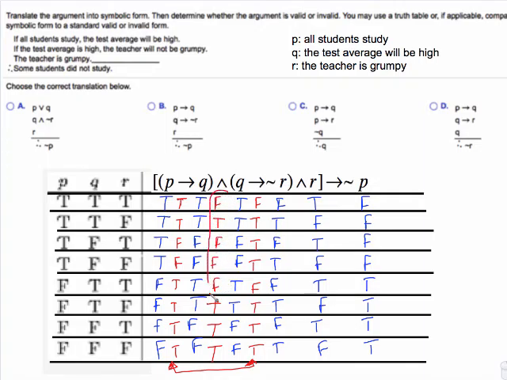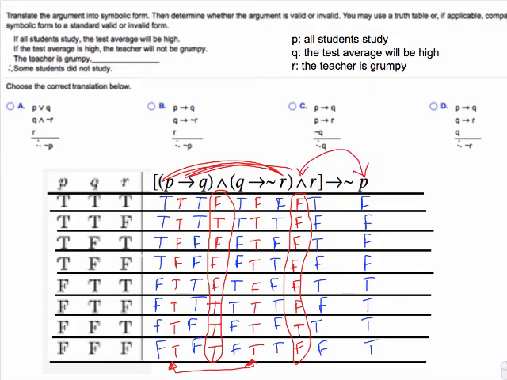So now I got to take the result for all of this part and put that together with this column using and again. So and is true only if both parts are true, and that only happens here. The rest of these are false. And now we're going to take this right here with this column doing the conditional. The conditional is false only if the premise is true and the consequent is false. I don't have that. Here's my only T. It is followed by T. So this is true, and all these other ones are true. And if they are all true, that means it is a tautology and it is valid.